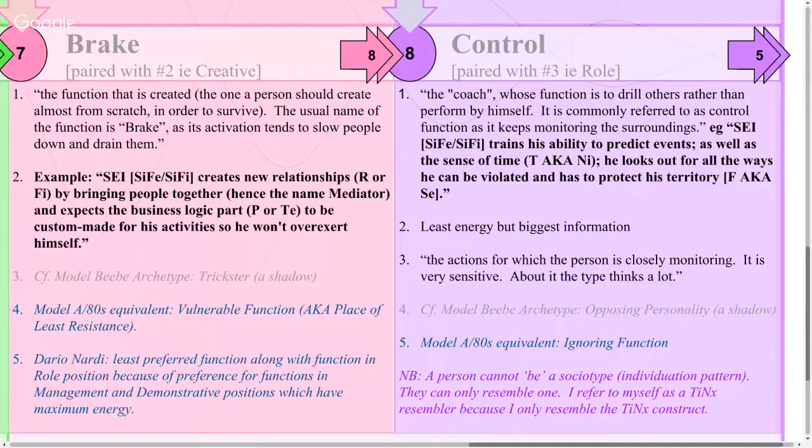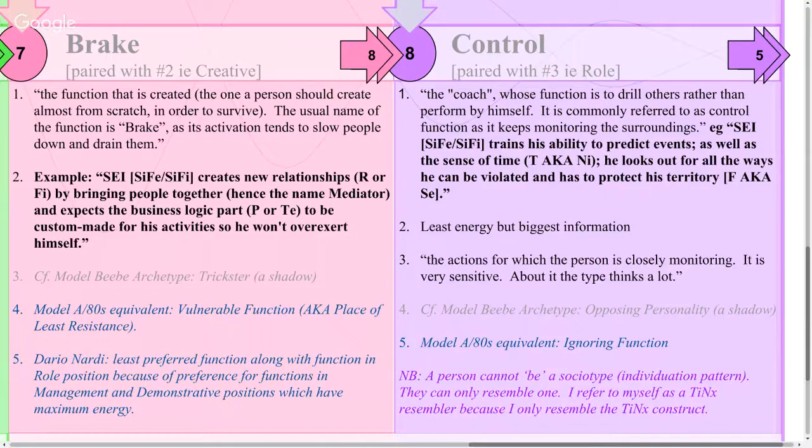Break function. Now this is a little bit obscure. The function that is created, the one a person should create almost from scratch in order to survive. The usual name of this function is break, as its activation tends to slow people down and drain them. You sort of assume it's going to happen. So I suppose in my case, LII, TIN, INTP, once you've worked out what's going to happen in the future, and you've got your plan. I know I'm a bit of an Enneagram Type 7 resembler as well, where you've got the plan. Okay, that's the target, that's the plan, and we sort of assume that it's just going to gradually get there, but we actually have to put the effort in, the volitional sensor, the SE action.